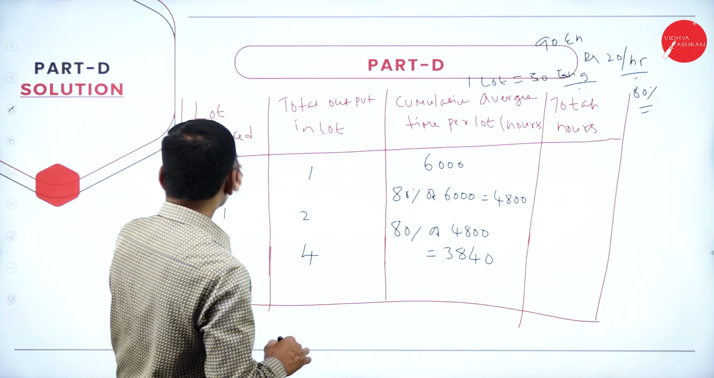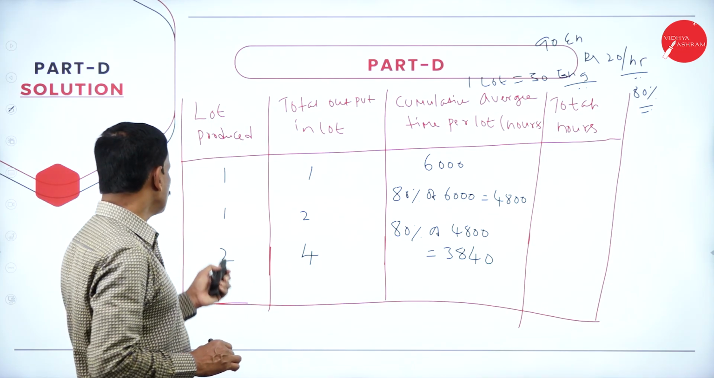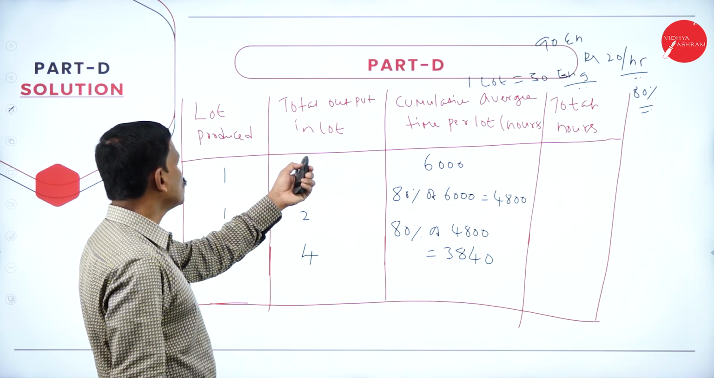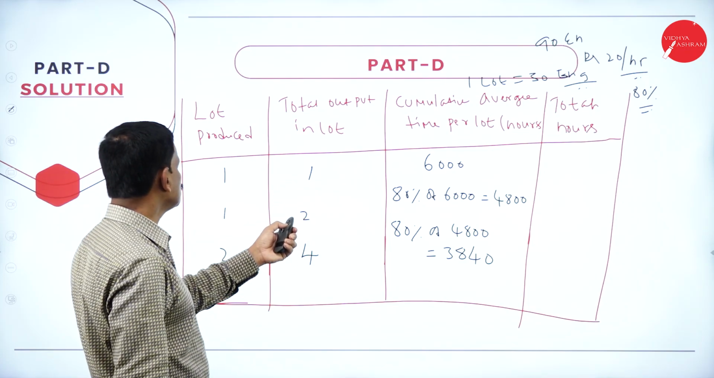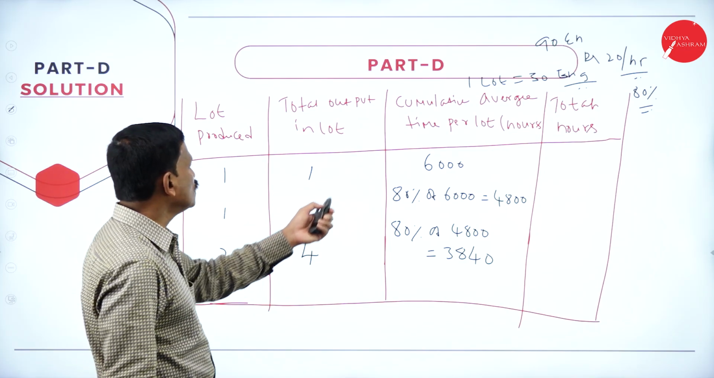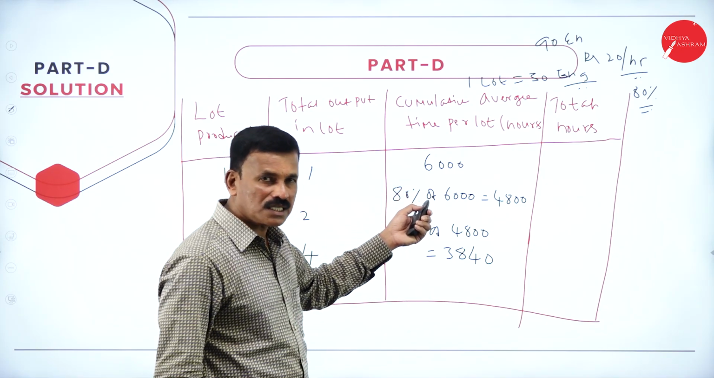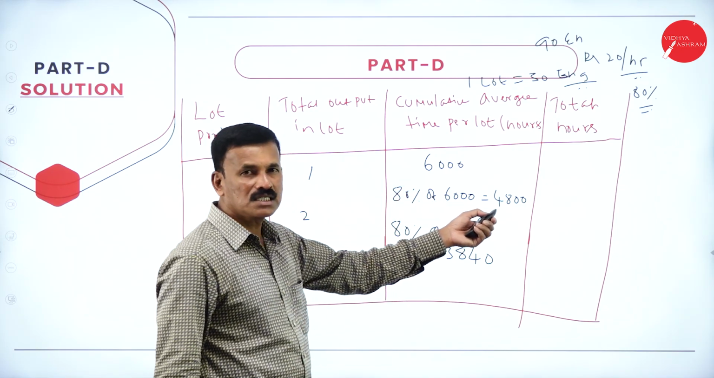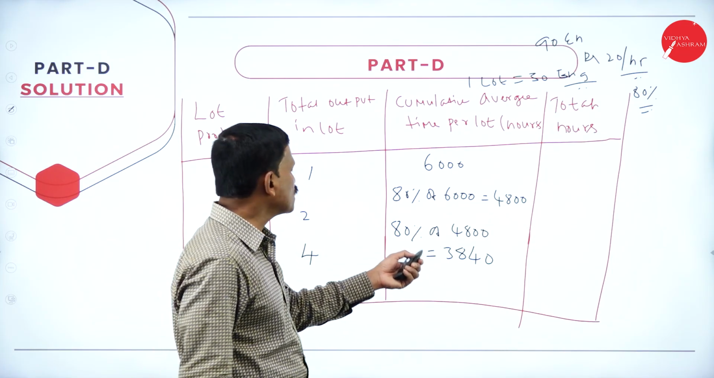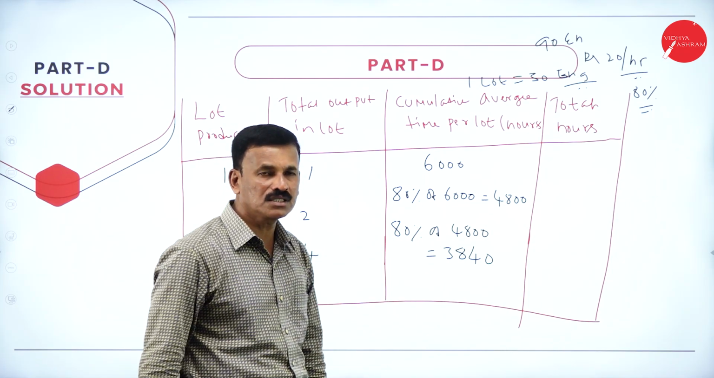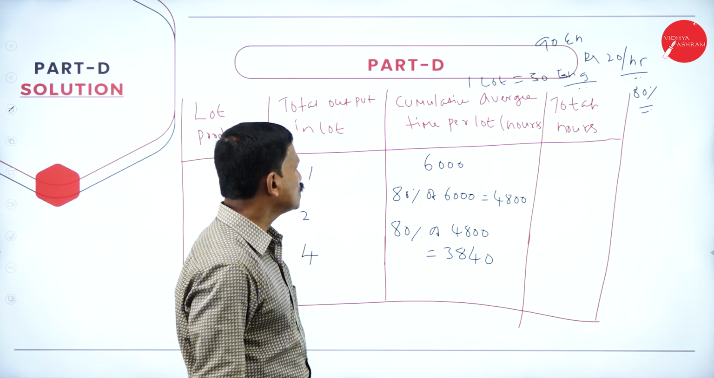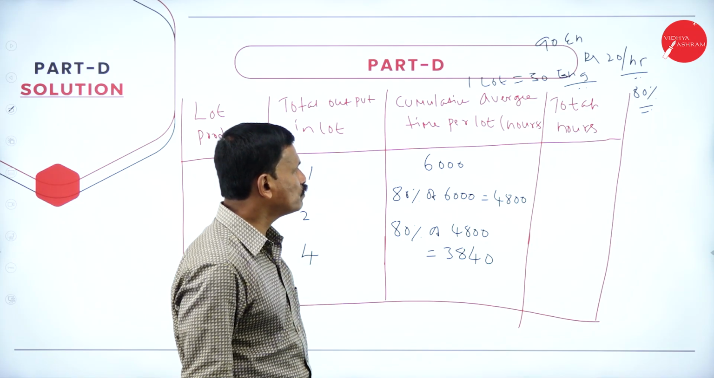So lot produced is 1, 2 and 4. Total output in the lot is 1, 2 and 4. Initially it will have 6,000 hours. 80% of 6,000 is 4,800. Again 80% of 4,800 is 3,840. That is the cumulative average time per lot.